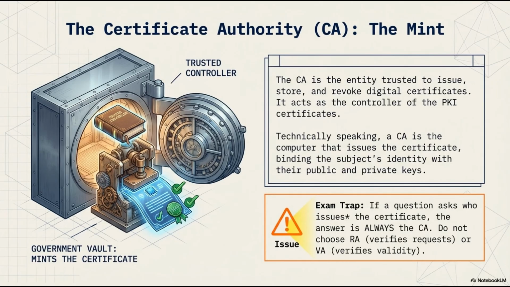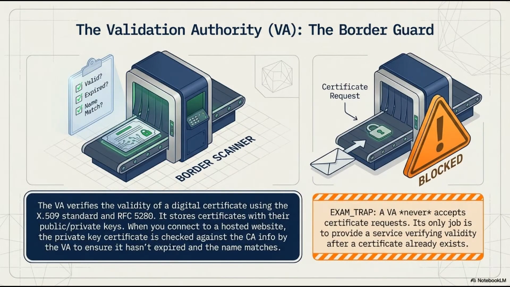All right, next up is slide 6, the Validation Authority, VA, the border guard. Now that the certificate is minted and out there in the wild, the VA takes over the ongoing security. Right, and the technical mechanism here relies on the X.509 standard and RFC 5280. Okay, wait, let me stop you there. Those sound like the exact kind of dense technical terms the exam loves to throw at us to make us panic. What are X.509 and RFC 5280 actually doing? Simply put, they are the universal rulebook.